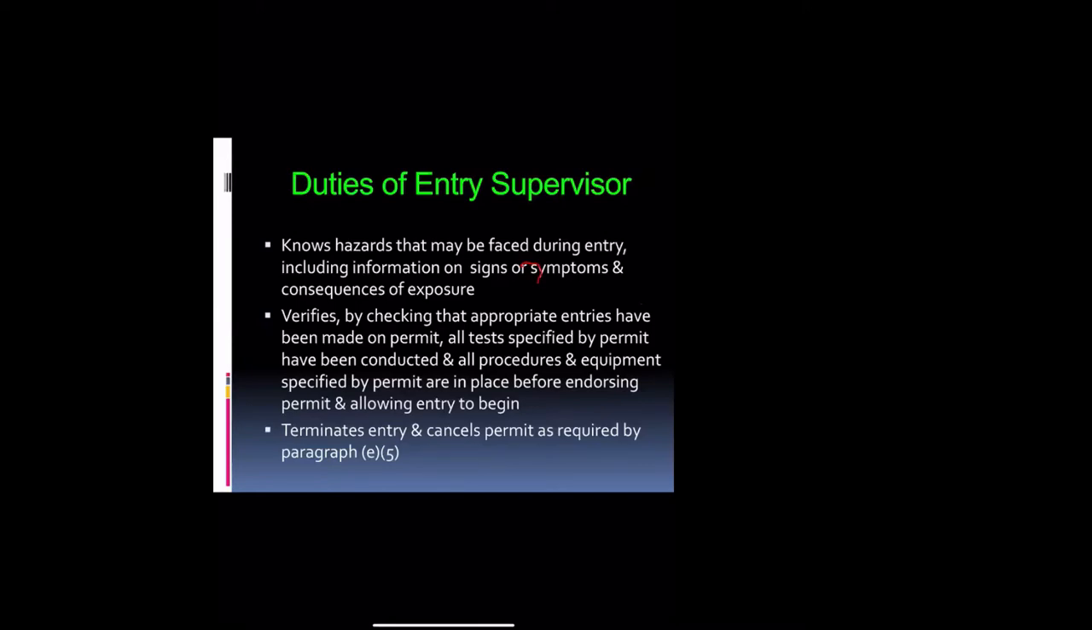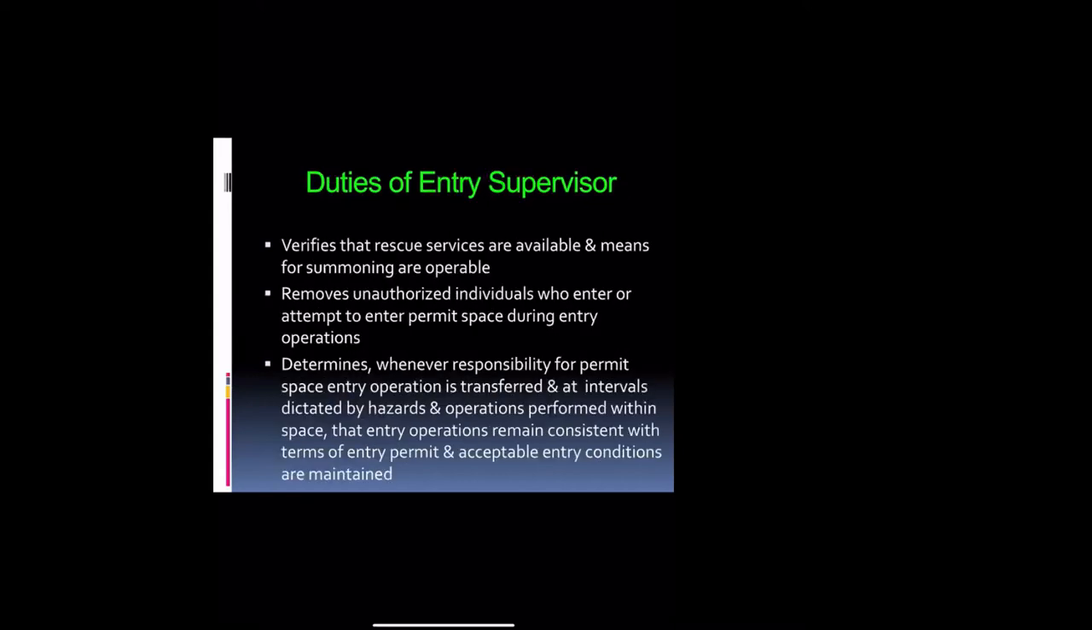They verify by checking all appropriate entries have been made on the permit. So the tests were documented. All of the tests were conducted. You check for air. You check for the explosive gases. We check what the oxygen level was, right? And then they terminate or cancel entry permits that are required.